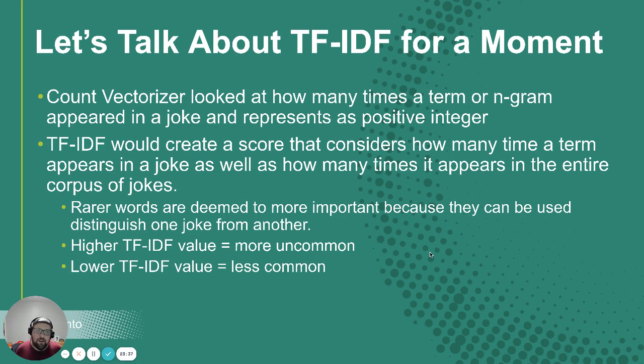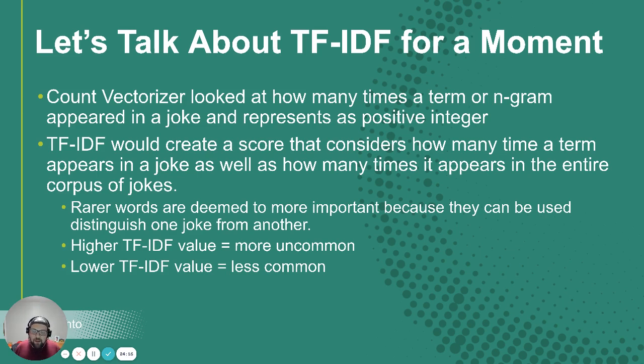Then we're going to do TF-IDF, and I just want to stop for a moment and talk about TF-IDF because it's often misunderstood, and this is actually a great application for it. Whereas the count vectorizer looked at how many times a term or an n-gram appeared in a joke, and that would be represented as a positive integer, TF-IDF serves the function of scoring how many times a term appears in an individual joke, as well as how many times it appears across the entire corpus and database of jokes, with rare words being deemed more important. That's a very loose understanding of it, but it's an easy way to conceptualize it.